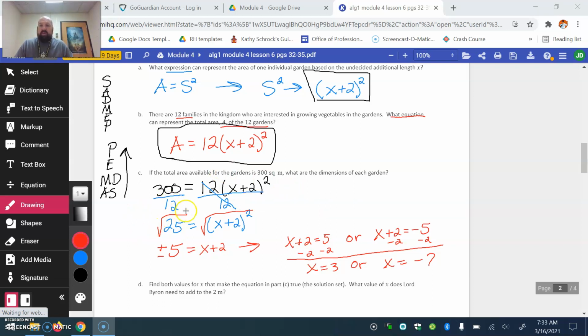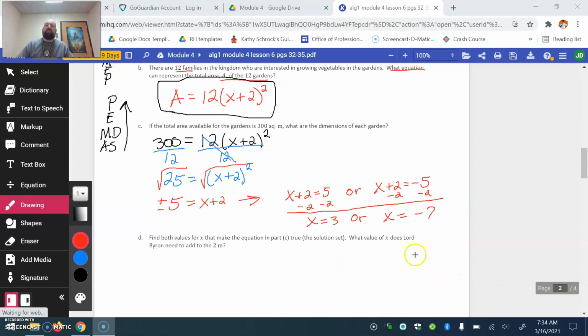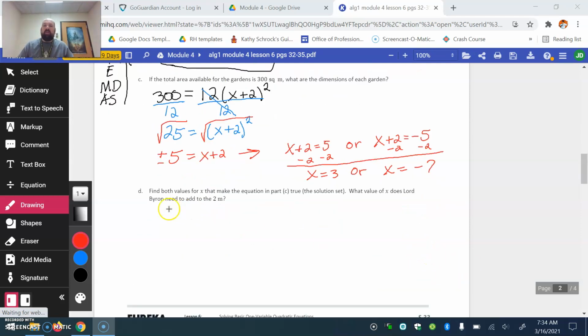So first step, I divided both sides by 12. That's in blue. 12s cancel. Then to undo the (x + 2) squared, I took the square root of both sides. Now remember, the square root of 25 is positive 5 or negative 5. So that's how I got this answer, x + 2 = 5, or x + 2 = -5. So basically, I've got two equations to solve. Now, when I solve them, I get x = 3 or x = -7. If this wasn't a word problem, there would be two answers, and that would be it.